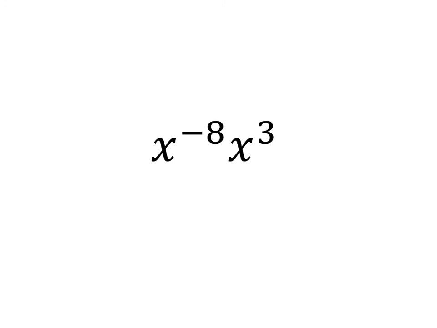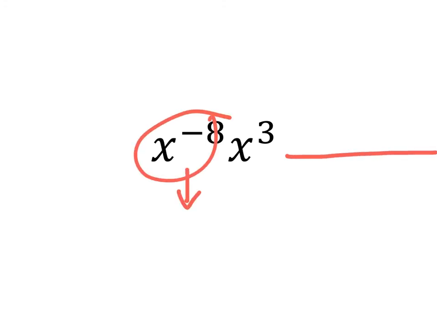Okay, the next one, same type of setup. Draw that line. That has to go down. X to the 3rd stays. Now, if you're like everybody else, you leave it like that and think, oh, you're done. But you're really not, because now you have x's on top, x's on bottom, and that can be simplified.